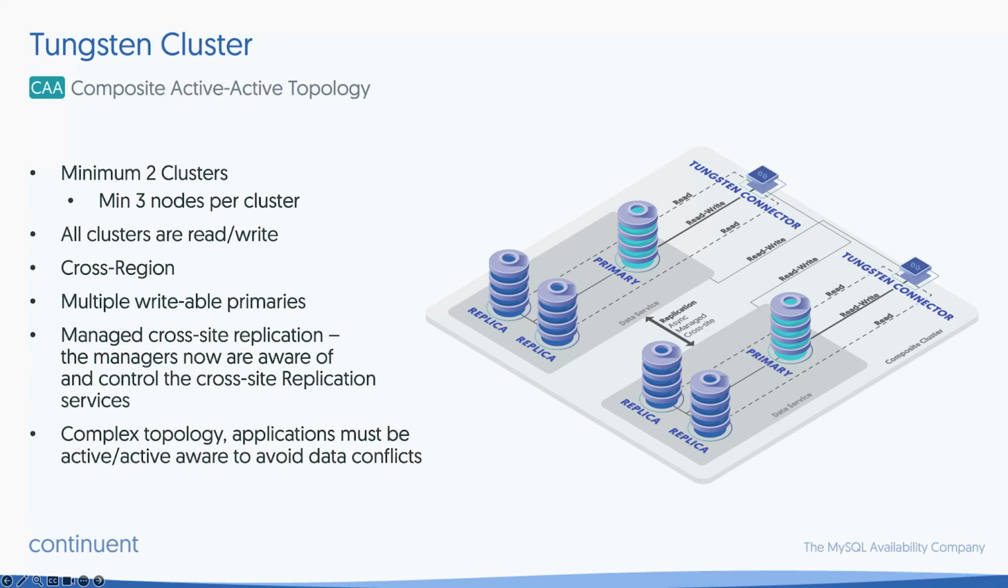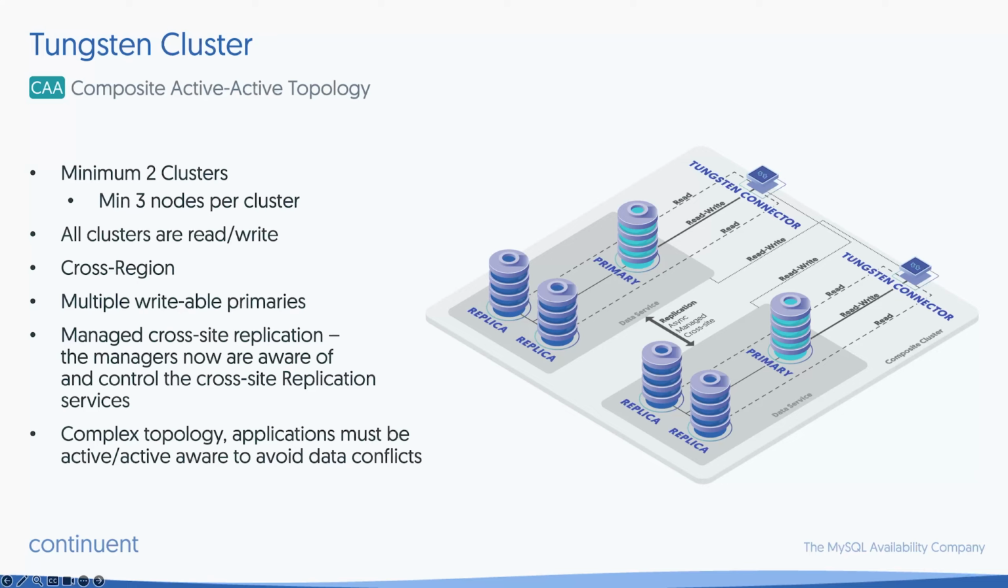Our Composite Active-Active cluster is our most complex topology that requires a high level of proficiency to manage, both from a Tungsten aspect, but also internally with your own applications. The Active-Active cluster, like the Active-Passive, will consist of at least 2 clusters with at least 3 nodes per cluster. In this topology, all clusters are active, each with their own primary node accepting writes from the local connectors. The cross-site bidirectional replication then ensures traffic from remote clusters is also replicated.